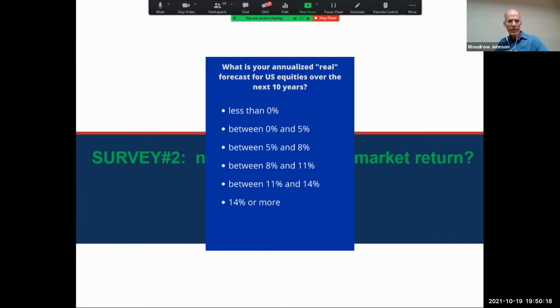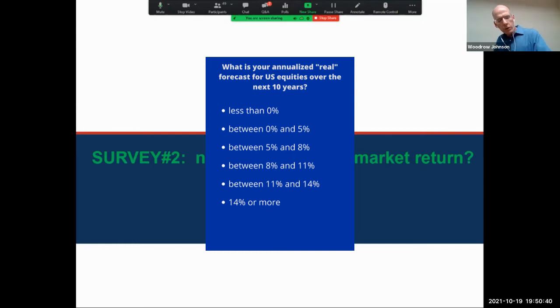Okay, I hope everyone can see the answers of what everyone else said. Most people, over half, said between 5 and 8%. Some people, maybe a quarter, said 8 to 11%. Some were more optimistic, over 11. Only one person said less than 0.